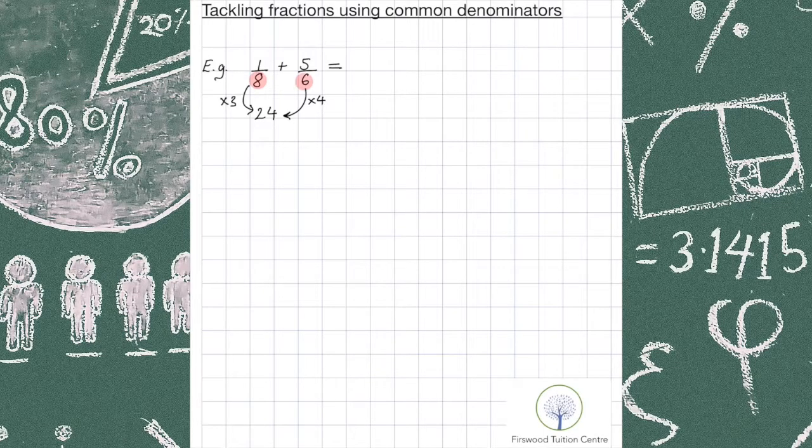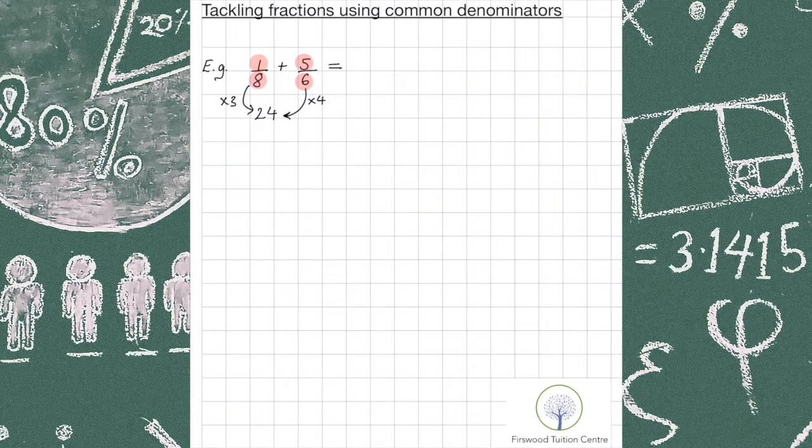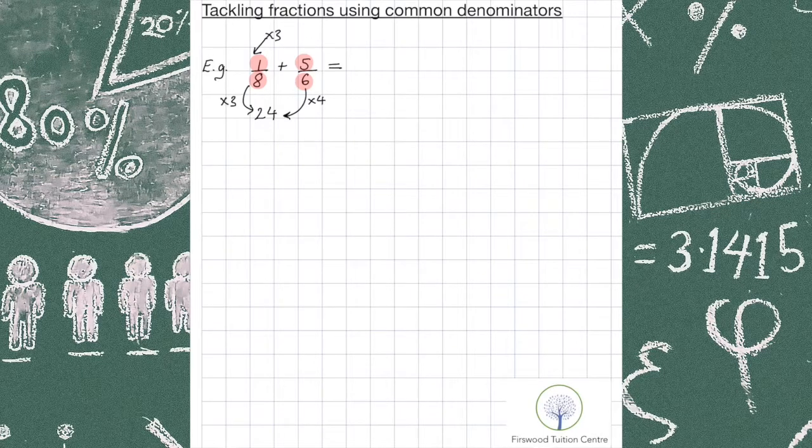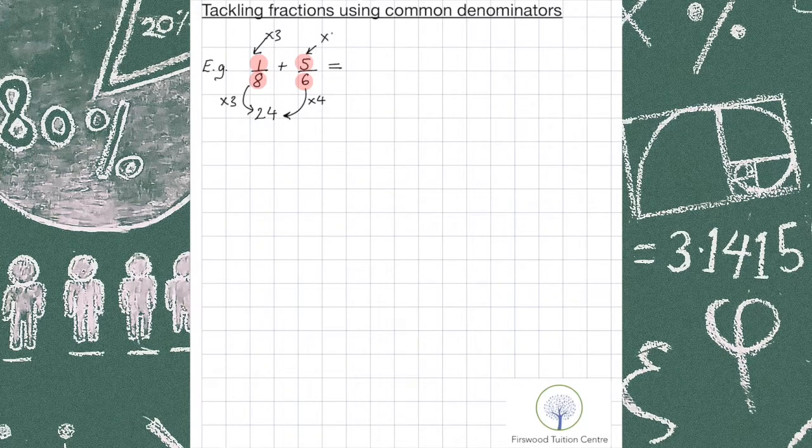Whatever we do to the denominators, 8 and 6, we must also do to the numerators, 1 and 5. And so, as we times the denominator 8 by 3, we must times 1, the numerator, by 3. We must also times the 5 in the 5/6 by 4, as we times 6 by 4 to get to 24.